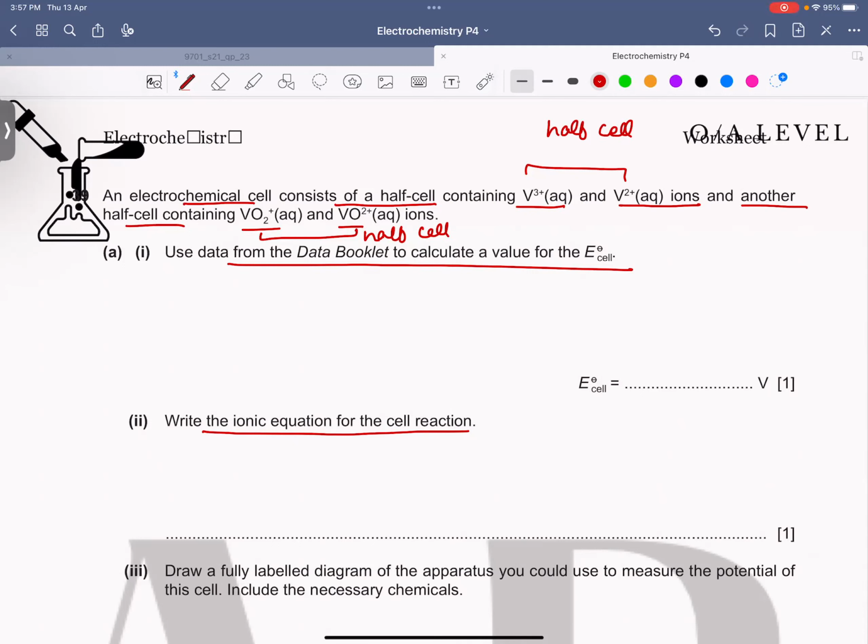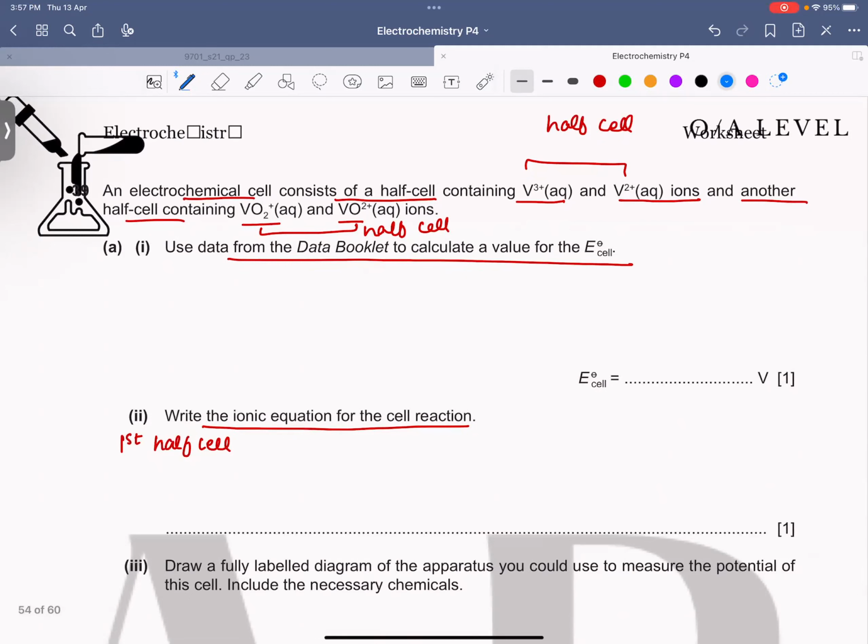If we talk about the first half cell, what species are there in the first half cell? Yes, vanadium 3+ and 2+. So vanadium 3+ is converting into vanadium 2+, and how could it be done? By gain of 1 electron only. So my half equation is ready, and because you are provided with both species, you can make the half equation.